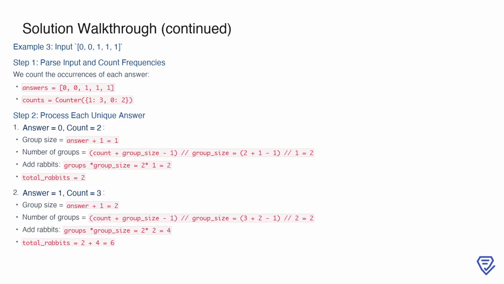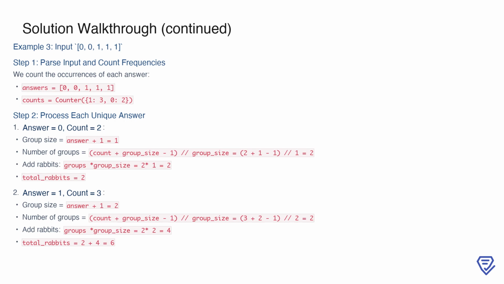Now consider the input 0, 0, 1, 1, 1. First, we count the frequencies of each answer, resulting in Counter({1: 3, 0: 2}). This tells us that the answer 1 appears 3 times, and 0 appears twice. Let's start with the answer 0, which has a count of 2. The group size is answer plus 1, which equals 1.